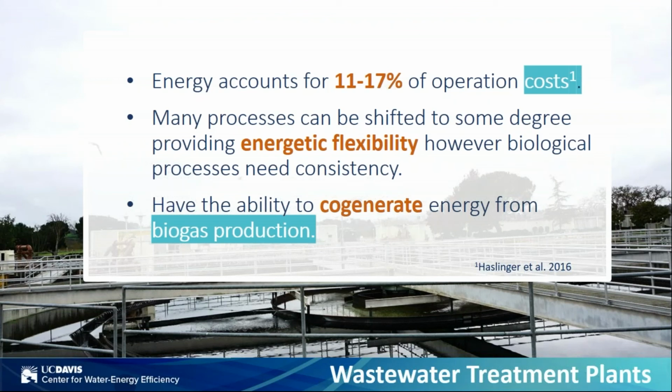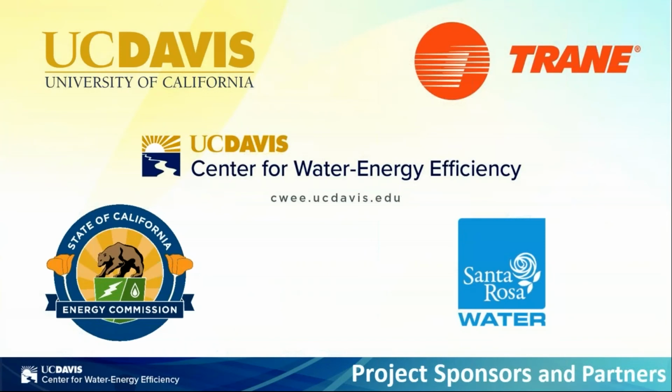Another way that wastewater treatment plants can have energetic flexibility and do load shifting is because some of them have the ability to co-generate energy from the biological treatment processes through biogas production. So that was the main motivation behind why we wanted to start this project.